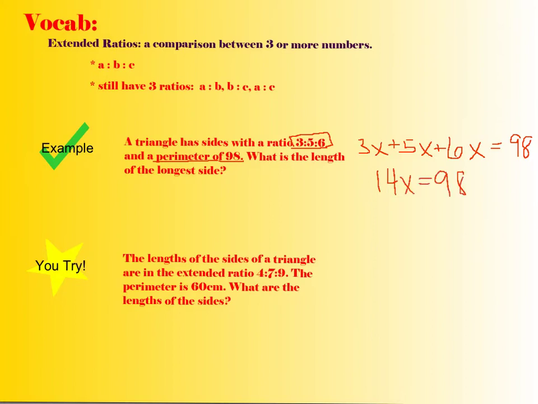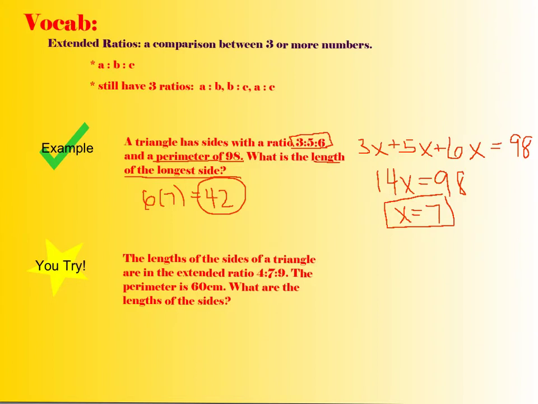Again, I have to go to my calculator, and I say calculator 98 divided by 14, 7. So x equals 7. But that's not what they're asking me. They want to know the length of the longest side. Well, my longest side is going to be the largest number from my ratio, so 6x. I'm going to plug in 7, so I have 6 times 7 is 42. That's my answer. 42 is the length of your longest side.